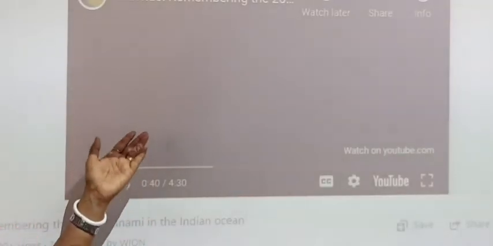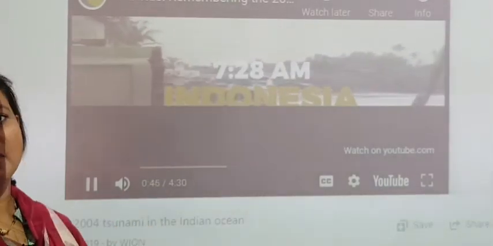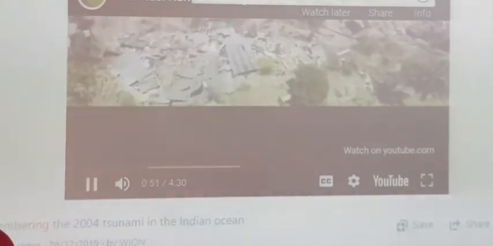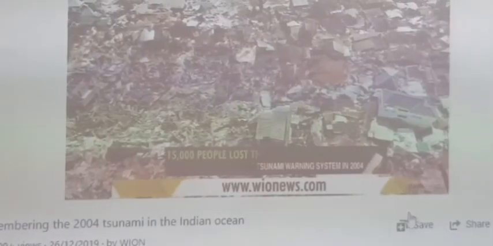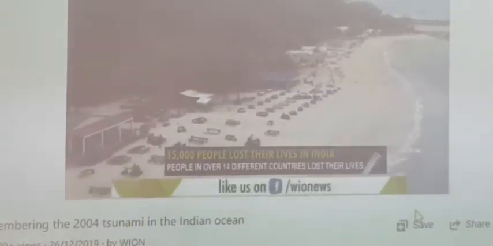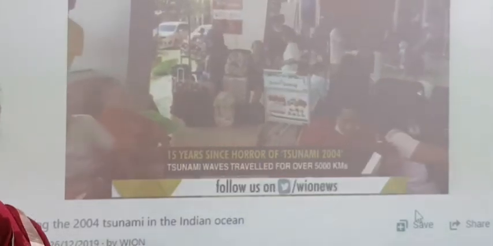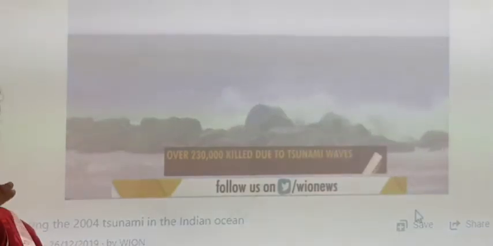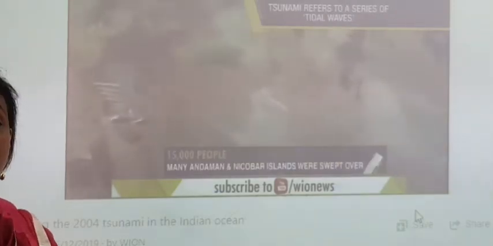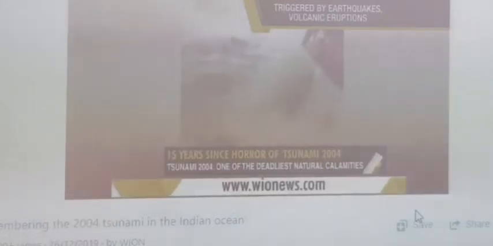See how these huge waves hit Indonesia, Thailand and the Andaman and Nicobar Islands. Fifteen thousand people lost their lives in India, and many around the world. See, the sea looks very calm, but during the time of this tsunami, the waves became so gigantic and so huge, and they entered the big buildings. It was so devastating. You can see the huge waves.